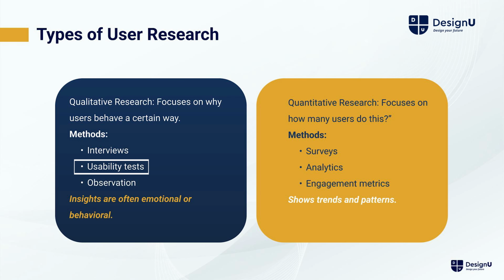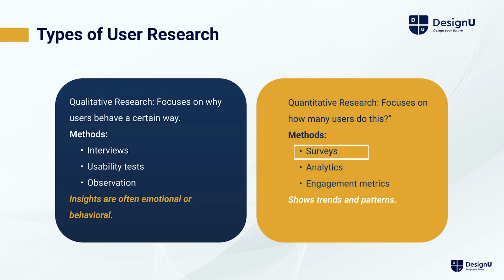So what do the users do at this point in time? How are they behaving? What is their behavior? What are their feelings? What are the emotions? That is what qualitative user research aims to discover. So what are the methods of conducting qualitative user research? You do interviews, you do usability tests, and you conduct observations. Insights are often emotional or behavioral. That is the insights that you generate from a qualitative user research.